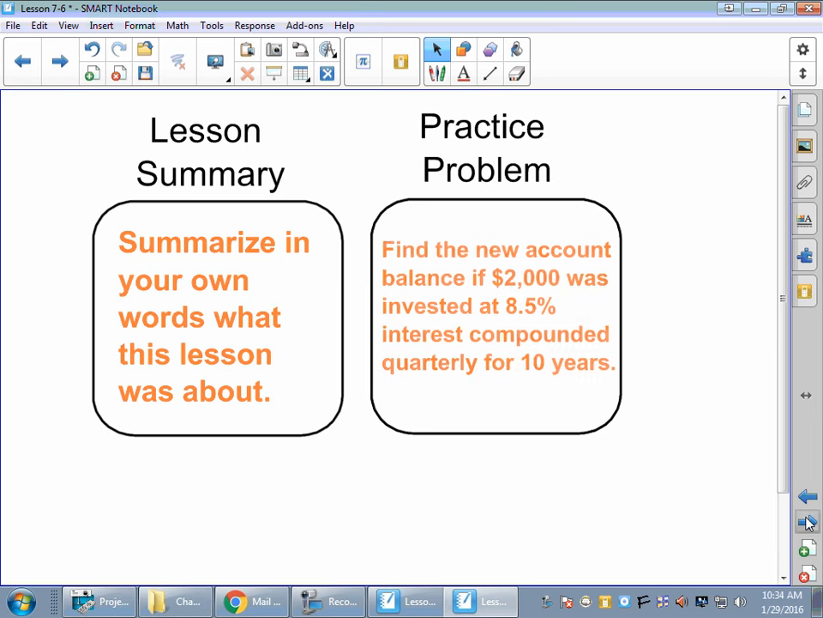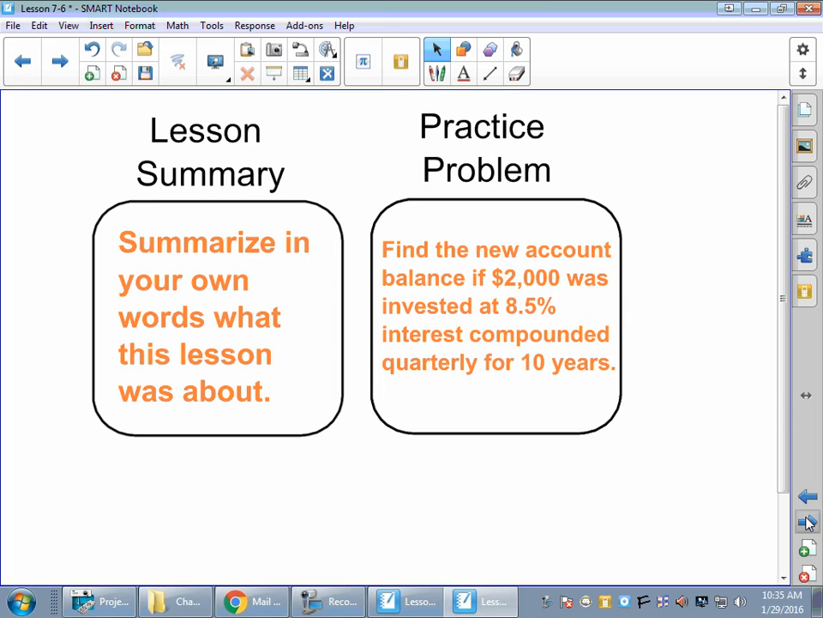And here's a practice problem. Find the new account balance if $2,000 was invested at 8.5% interest compounded quarterly for 10 years. So this is going to be your compound interest, that last formula. So another practice with that one. And you've got the formula right on the same side of the page. What will be the new account balance?